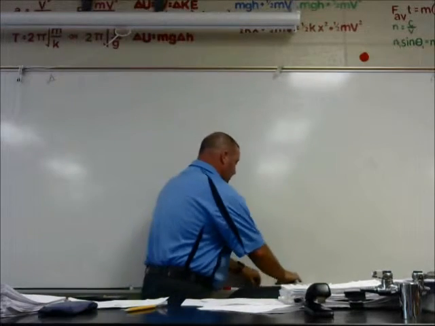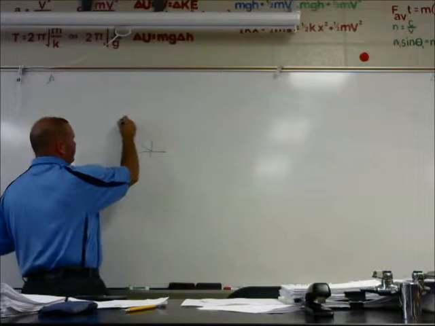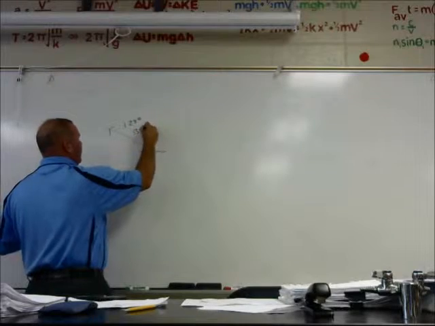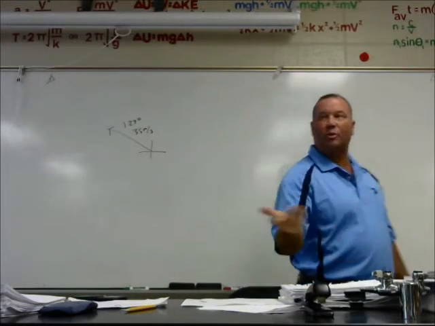One more I want you to try on your own. 35 meters per second at 127 degrees. Find the x and y components of that.